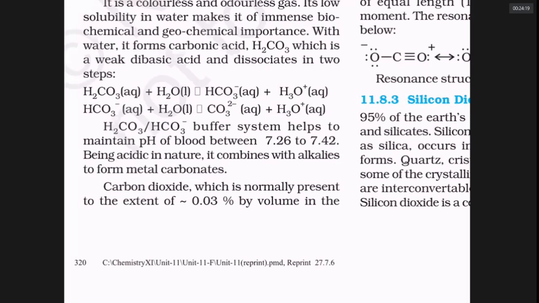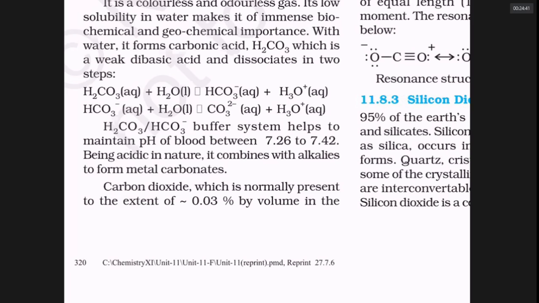pH is a scale that measures the acidic nature. If pH is below 7, that is acid. If pH is above 7, it is base. Our human blood is a base. Its pH is between 7.26 and 7.42. If our blood pH changes more than this, we will die.